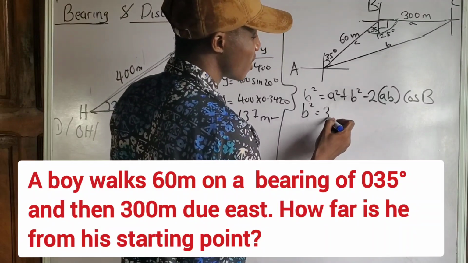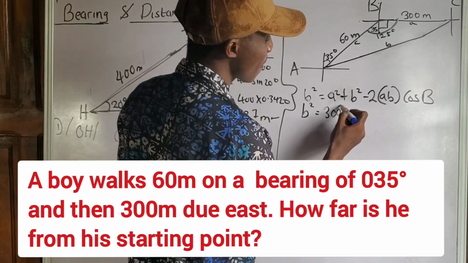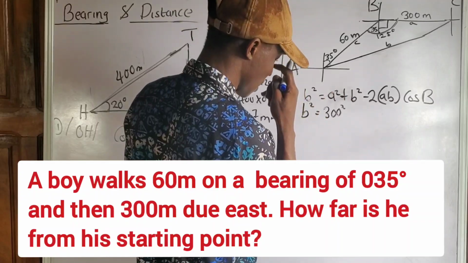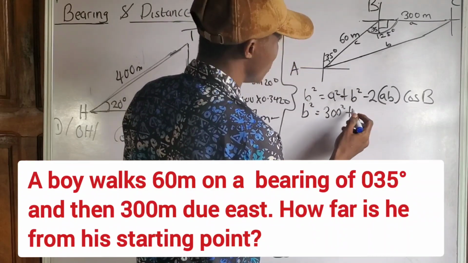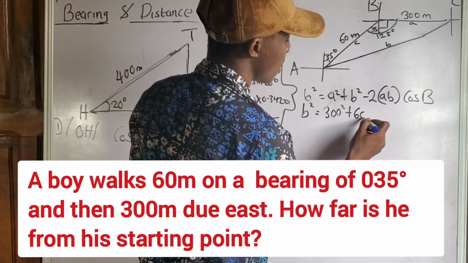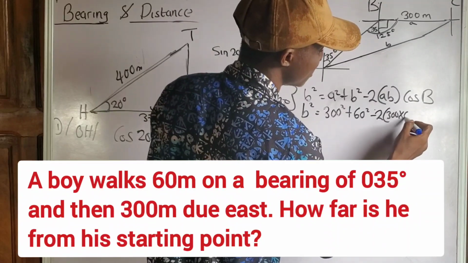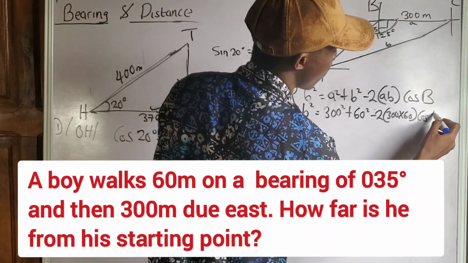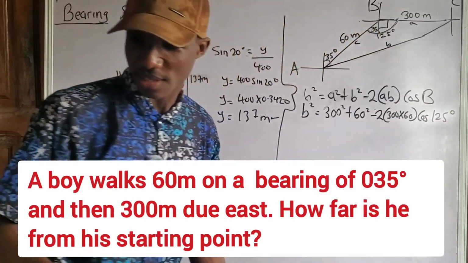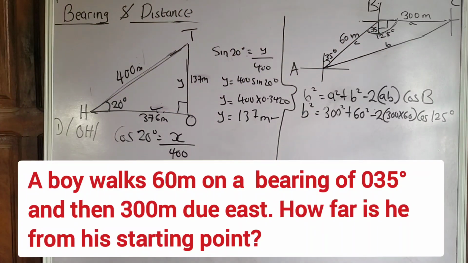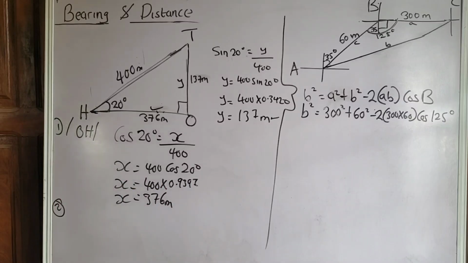Okay, so I'm going to have b squared equals a squared. A is 300. I'm going to have 300 squared plus c squared. c is 60. So I'm going to have 60 squared minus 2 multiplied by 300 times 60 cos 125 degrees. Okay, let me take the calculator because I need the cos of 125. Do you understand?